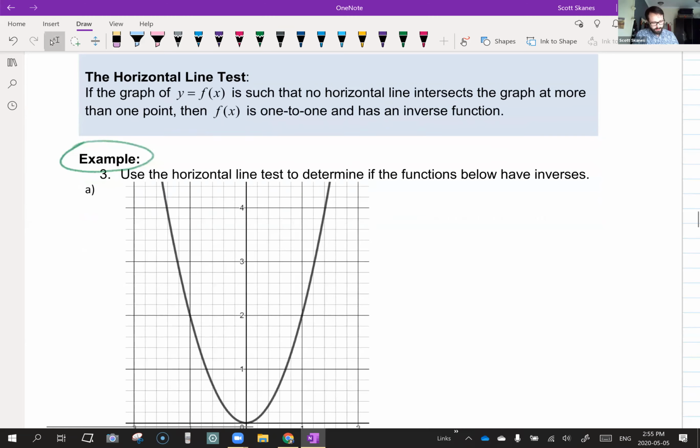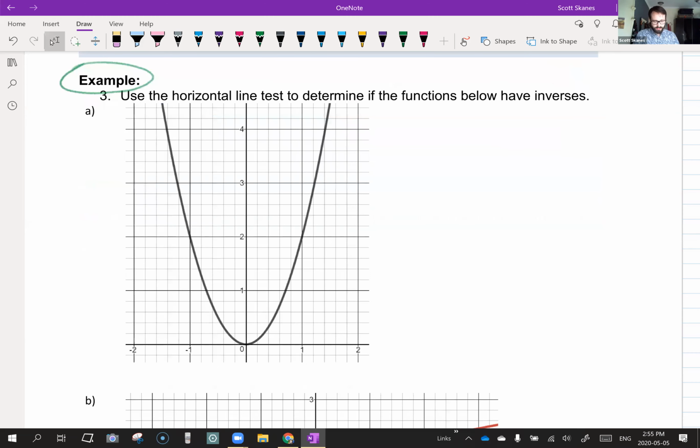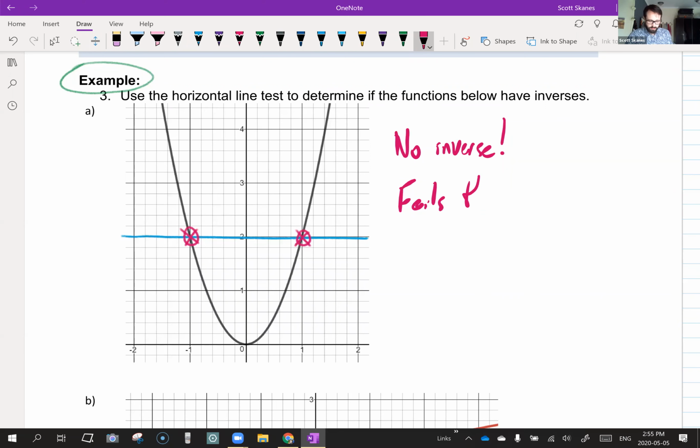So look, example: use the horizontal line test to determine if the functions below have inverses. Well, I'm going to take a line. I can pretty much draw a line through this anywhere. It's going to touch twice because it's a parabola. It touches twice. So I'll say clearly no. It does not have an inverse because it fails the horizontal line test. That shouldn't be difficult if you understood the vertical line test, okay?